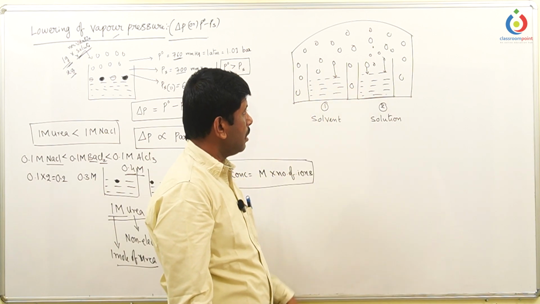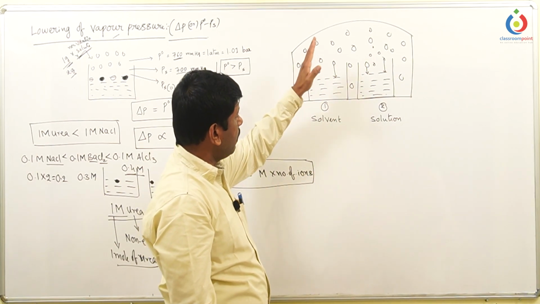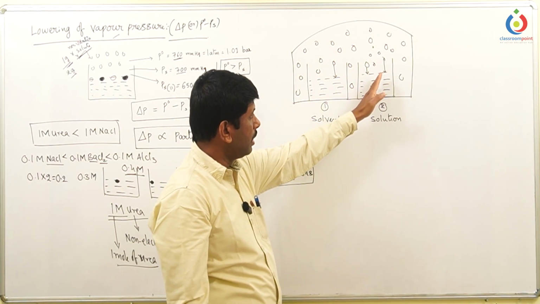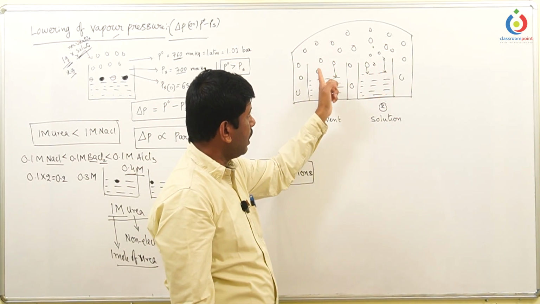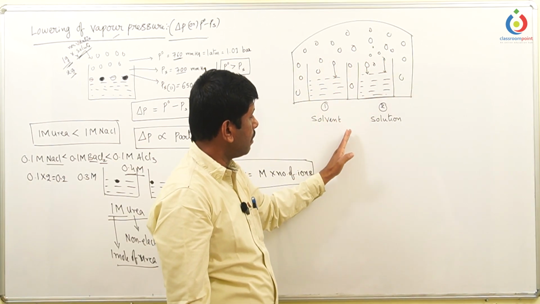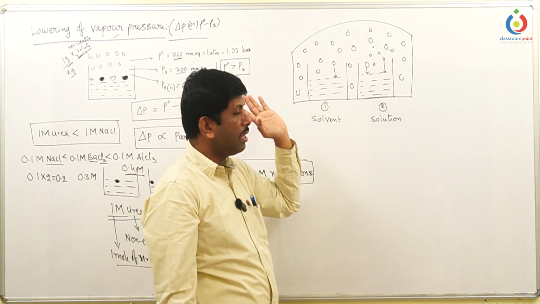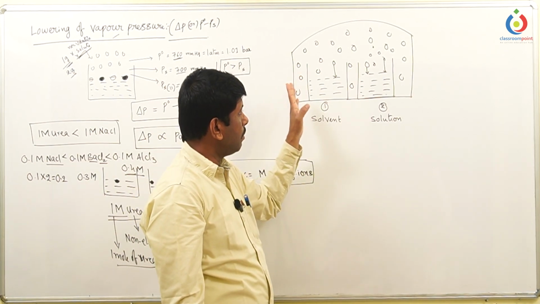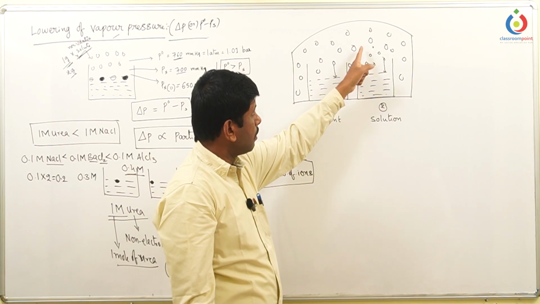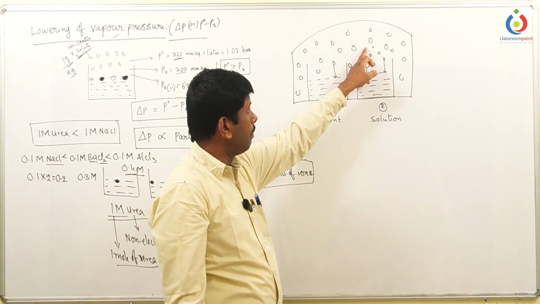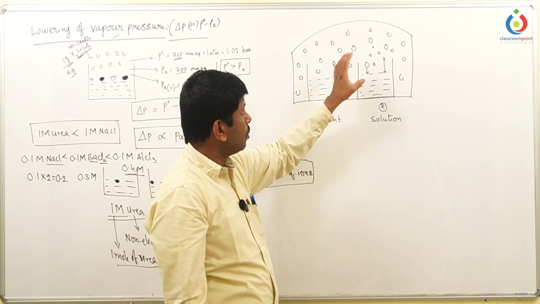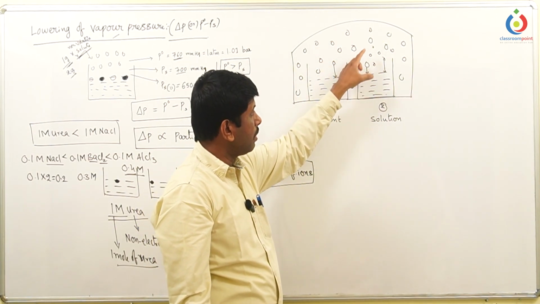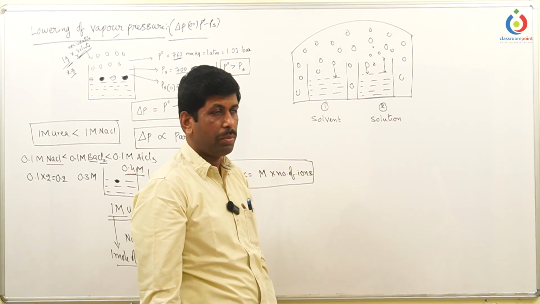Vaporization takes place in both areas, but vaporization is more from the solvent side. Vaporization is less from the solution side. That's why most of the space is occupied by the solvent molecules, but condensation happens on both sides. When condensation happens on both sides, it is nothing but the conversion of the vapor molecules into the liquid state. So most of the vapor molecules are from the solvent only. That's why most of the vapor molecules start participating in the condensation process.